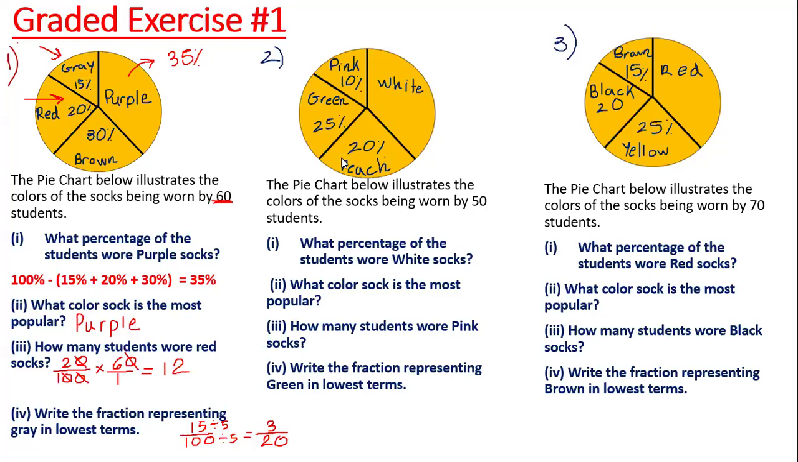What about the first part, number 3? It says how many students wore red, right? Red is 20%, which is 20 over 100, of, which means multiply by 60. So it's 60 over 1. Understand that? I was trying to figure out where you got the 60 from. I got the 60 right from this one.